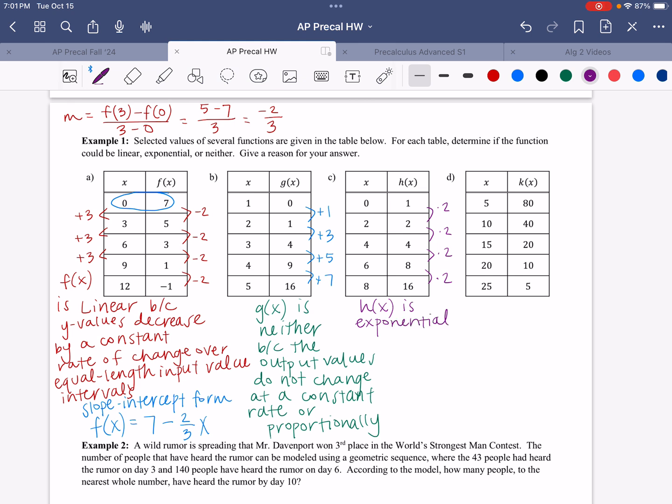So exponential because the output values change proportionally with multiplication over our equal length input value intervals. I wish there was a nice abbreviation for this. Equal length input value intervals.